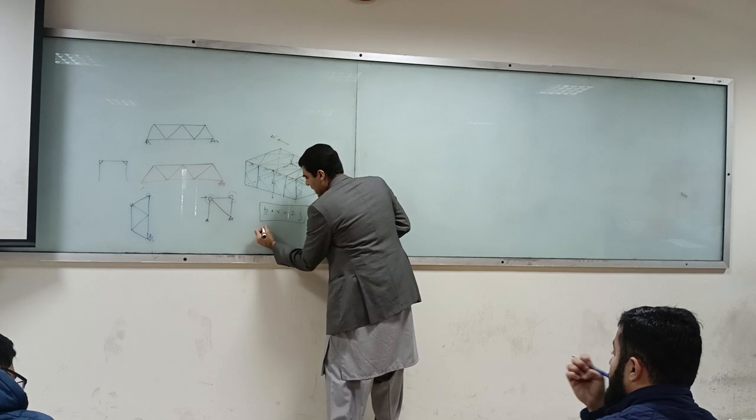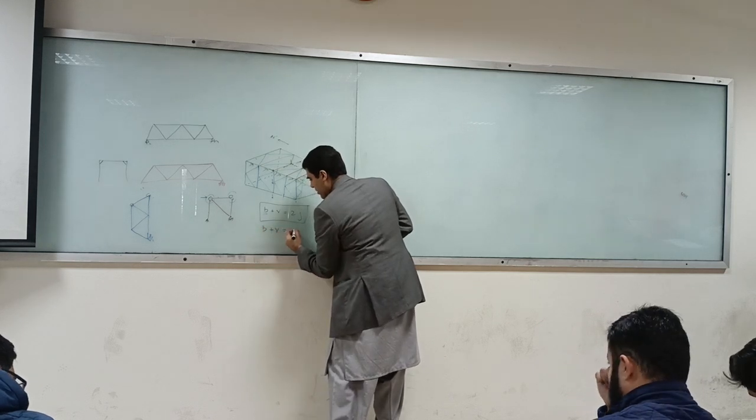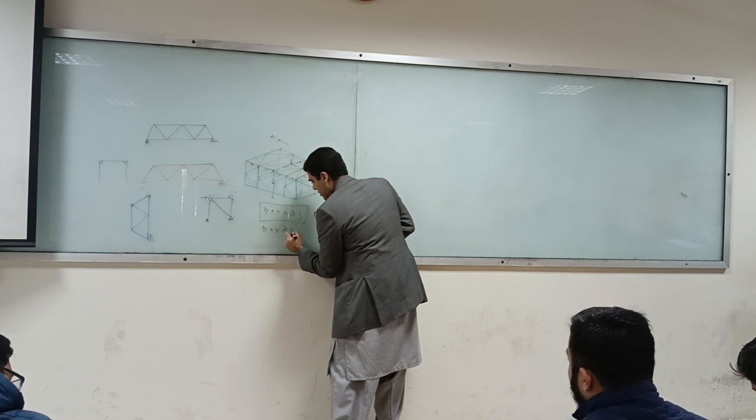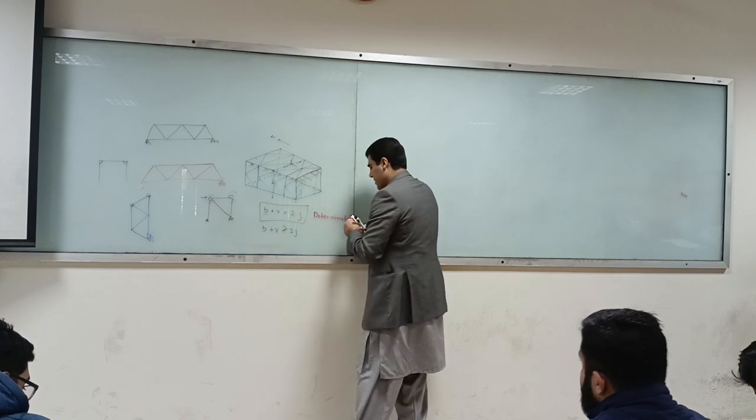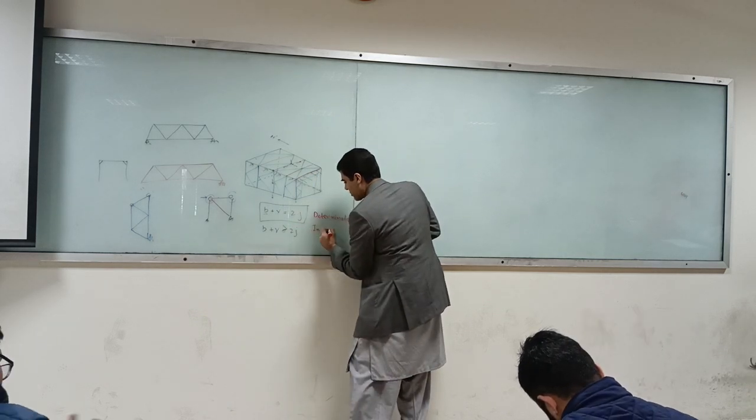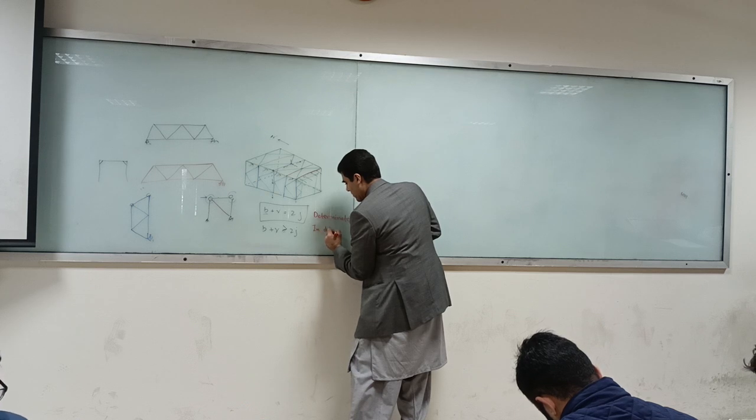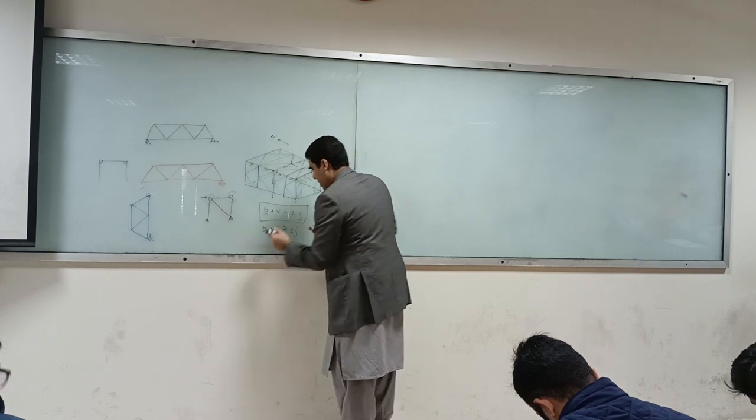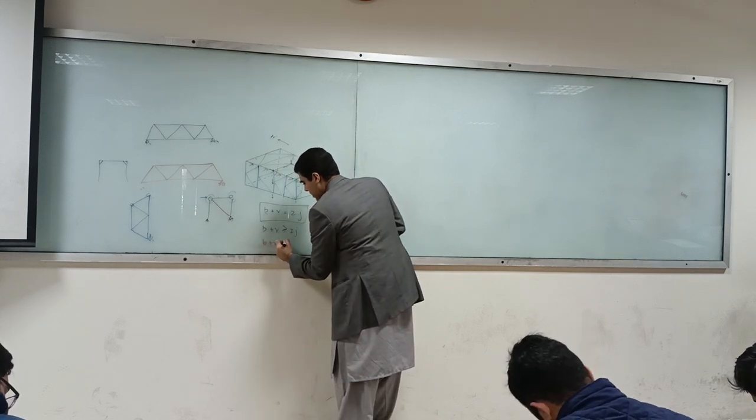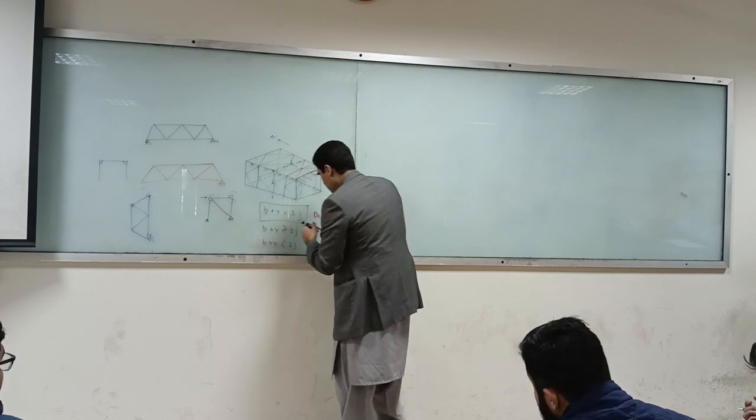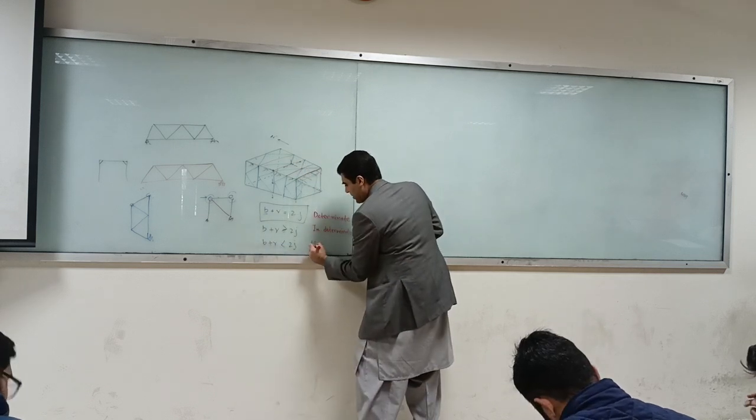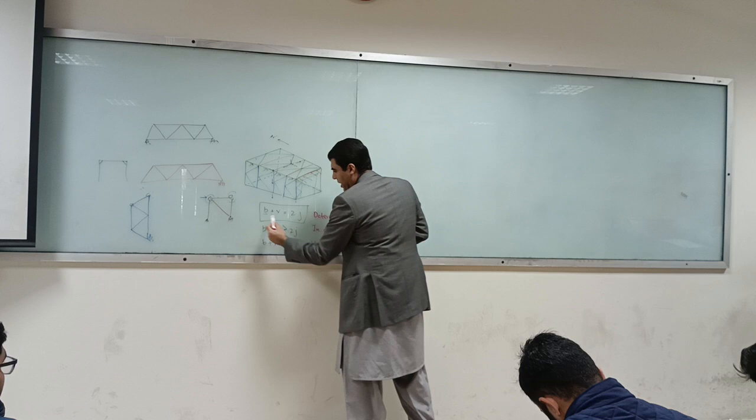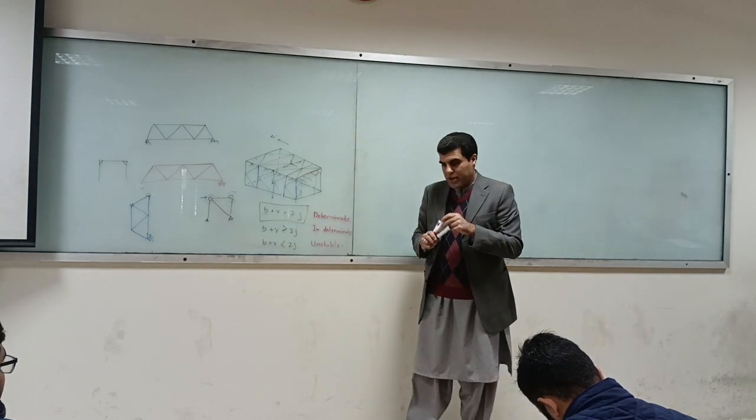If B plus R is greater than 2J, then we have an indeterminate structure, and that is not in your current course. And if your B plus R is less than 2J, then you have an unstable case. So this must be greater than or equal to your 2J in order to ensure your stability.